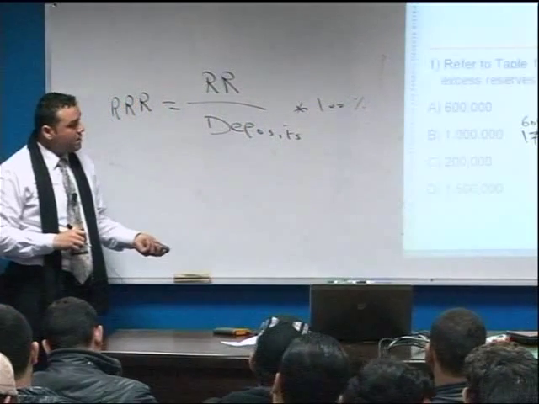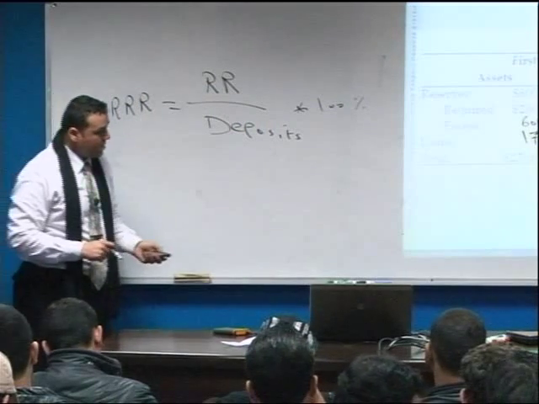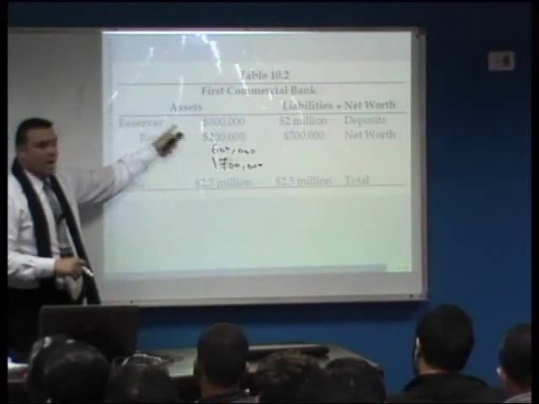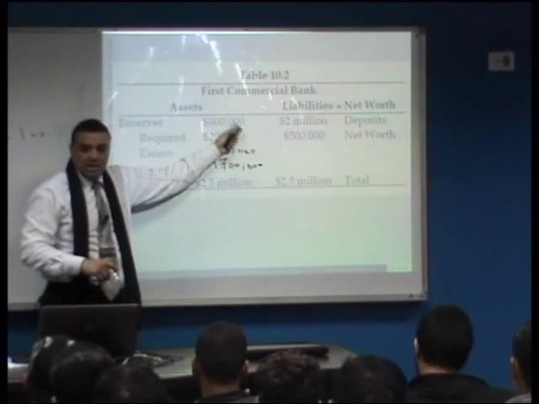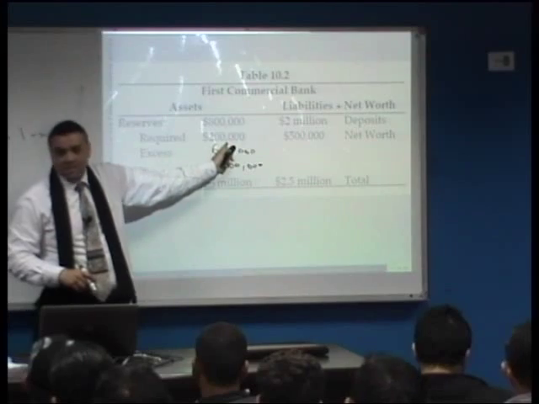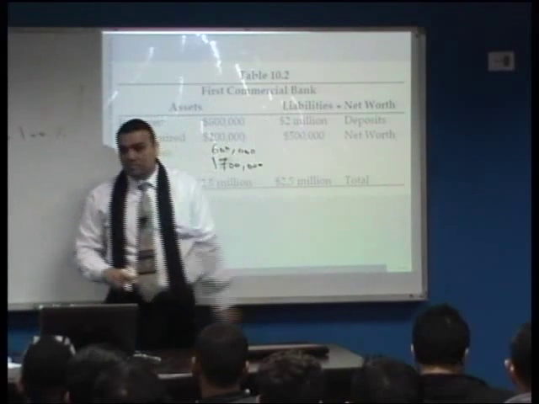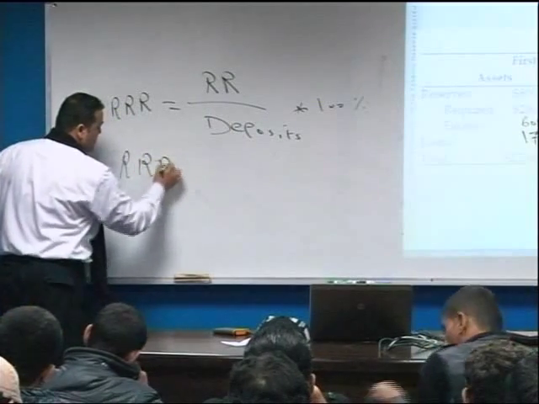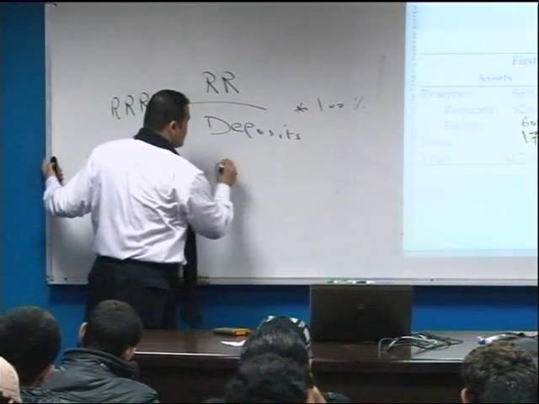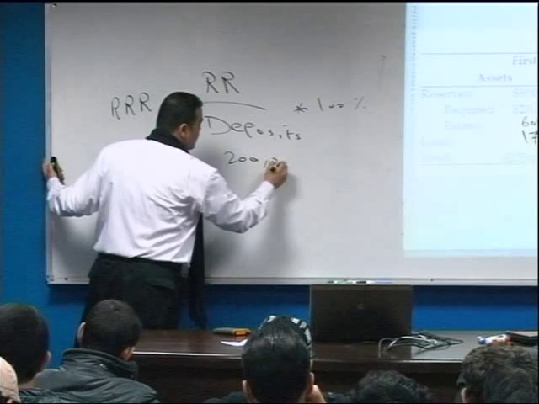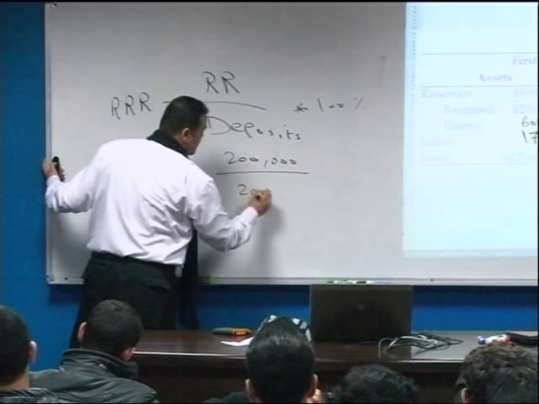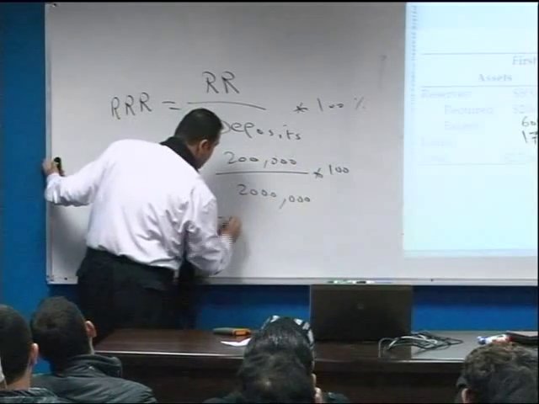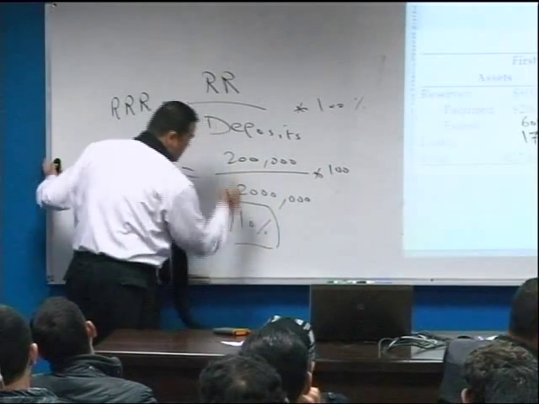So in this case, let's come back to the information. As you see, the required reserve ratio equals the required reserves, which is $200,000 over 2 million, right? So the required reserve ratio equals $200,000 over 2 million times 100, and therefore this equals 10%. That's it.